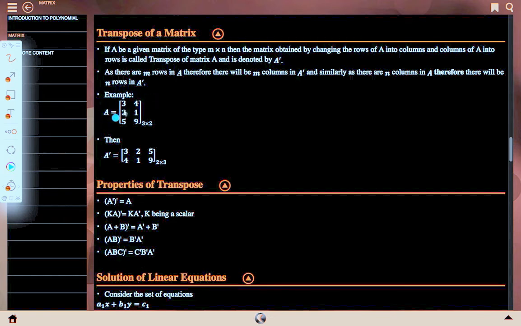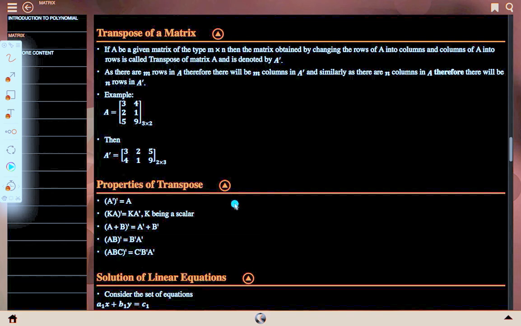Example: A equals 3 4 2 1 5 9, this is a 3 into 2 matrix. Then A transpose equals 3, 2, 5, 4, 1, 9. Here it is 2 into 3. Now in matrix transpose, 3 into 2 becomes 2 into 3.